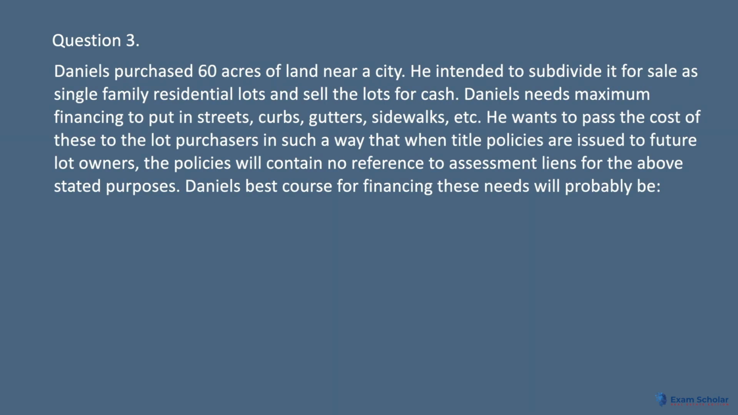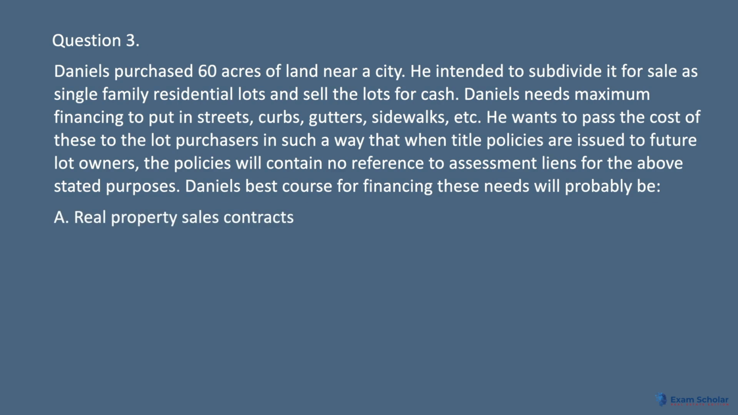Question 3. Daniels purchased 60 acres of land near a city. He intended to subdivide it for sale as single-family residential lots and sell the lots for cash. Daniels needs maximum financing to put in streets, curbs, gutters, sidewalks, etc. He wants to pass the cost of these to the lot purchasers in such a way that when title policies are issued to future lot owners, the policies will contain no reference to assessment liens for the above stated purposes. Daniels' best course for financing these needs will probably be A.